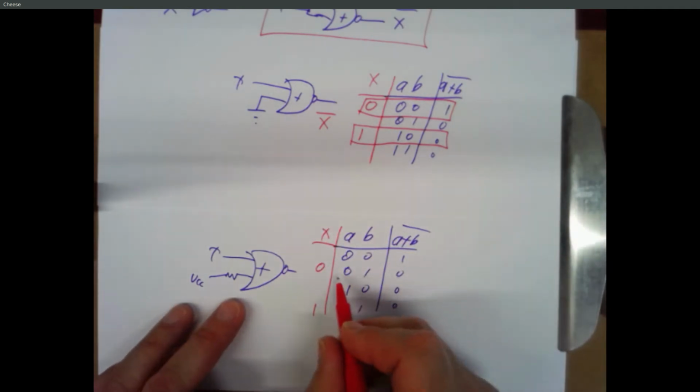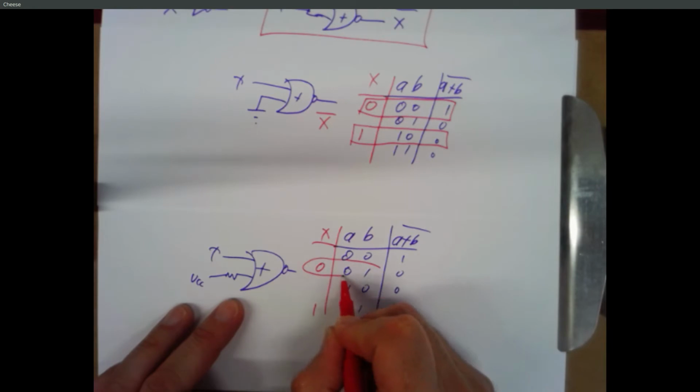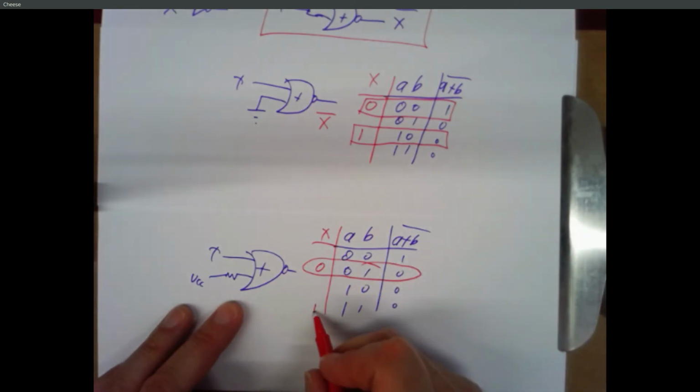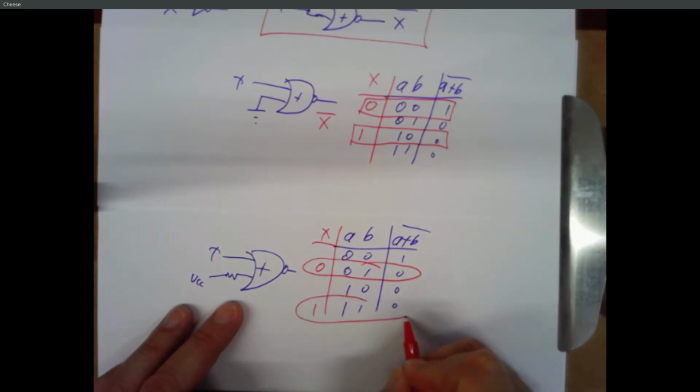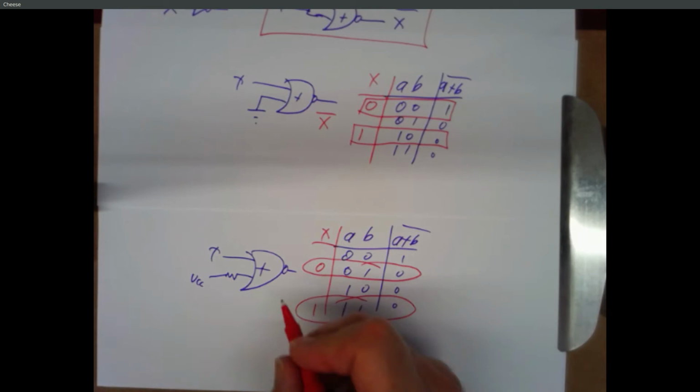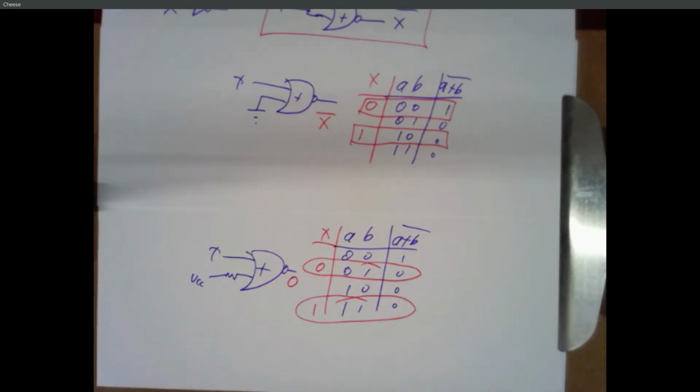So if X is a 0 and input B is a 1, the output of our NOR gate is going to be 0. If X is a 1 and our B input is 1, the output of our NOR gate is still going to be a 0. So this is always going to be logic 0. We're going to come back to this after break, and it's going to be a key to making life good.